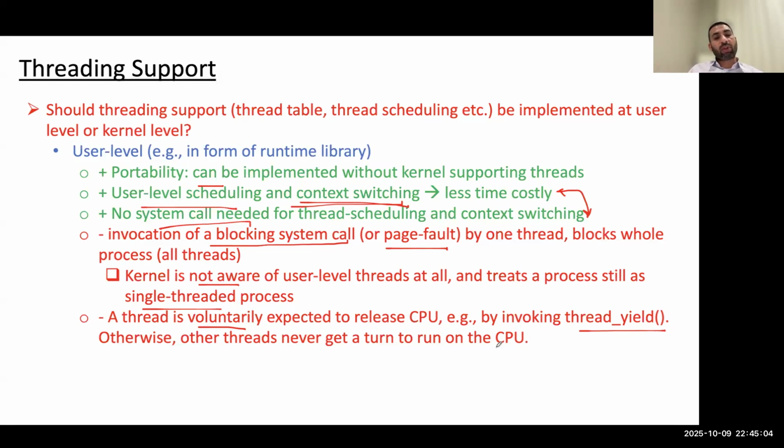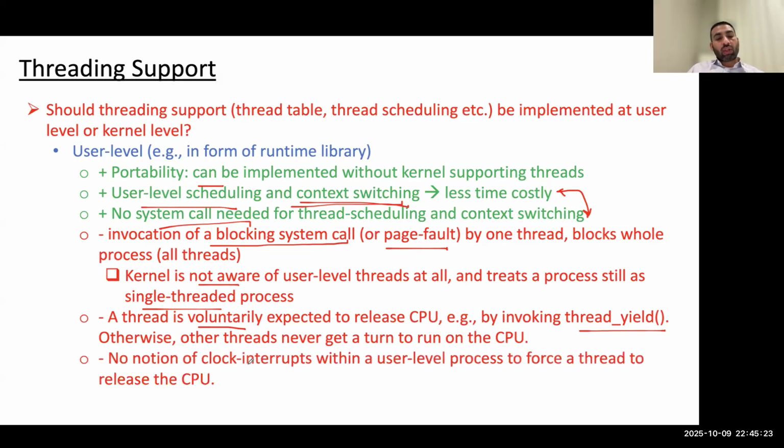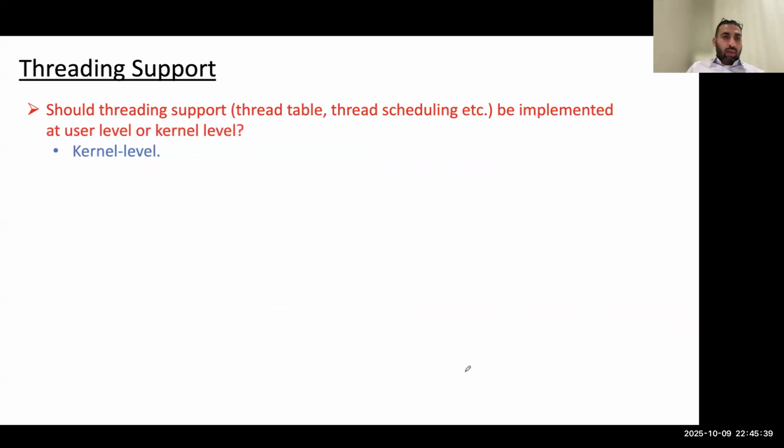Which means that the runtime library, which is managing the threads, has no access to the timers. So it cannot track that one particular thread is spending a lot of time or has exceeded its allocated time budget, so that it needs to be replaced with another user level thread in the same process. Because there is no notion of clock interrupts within a user level process, that is not possible. So if one thread is not going to voluntarily release the core, other threads in the same process will be starving. Okay, any questions here?